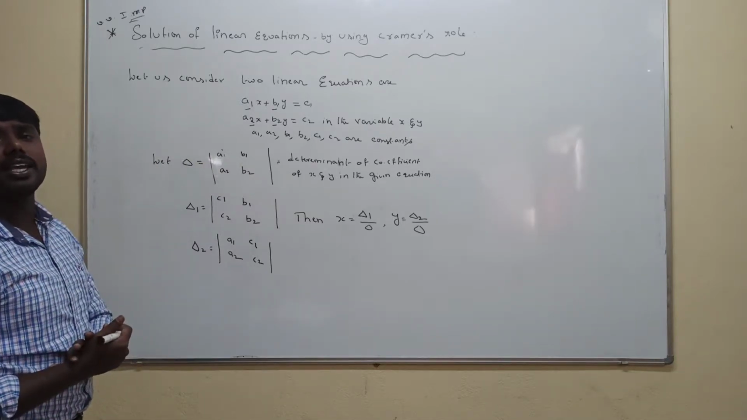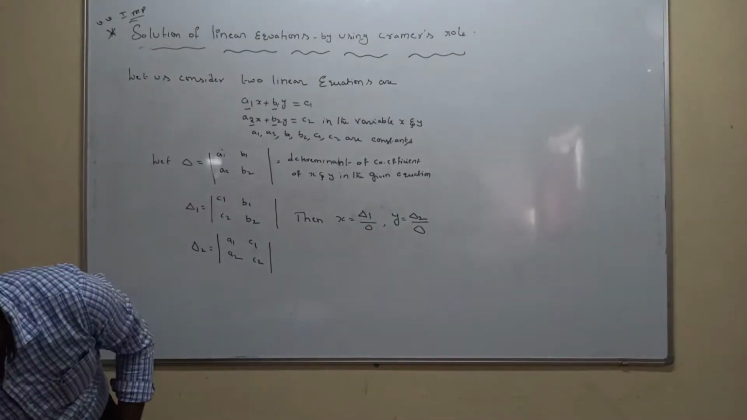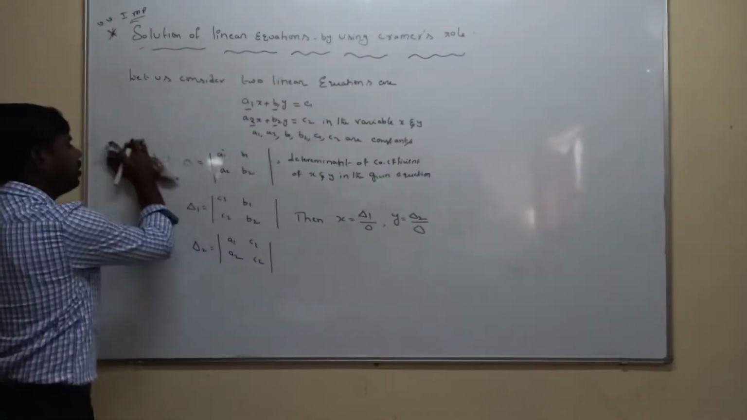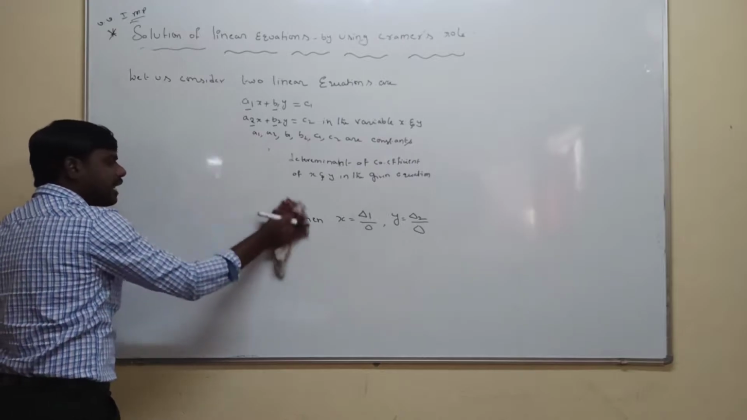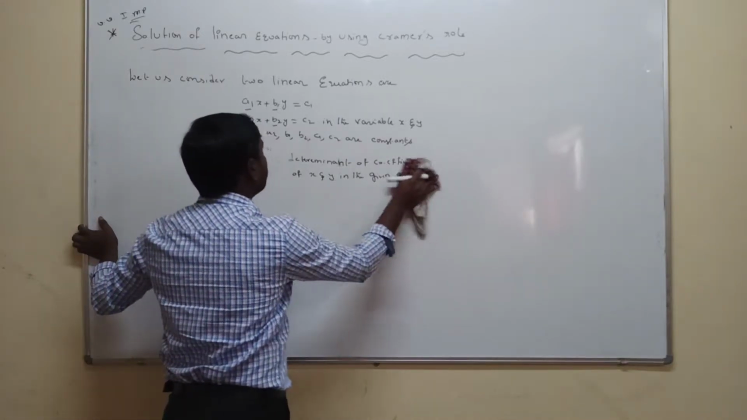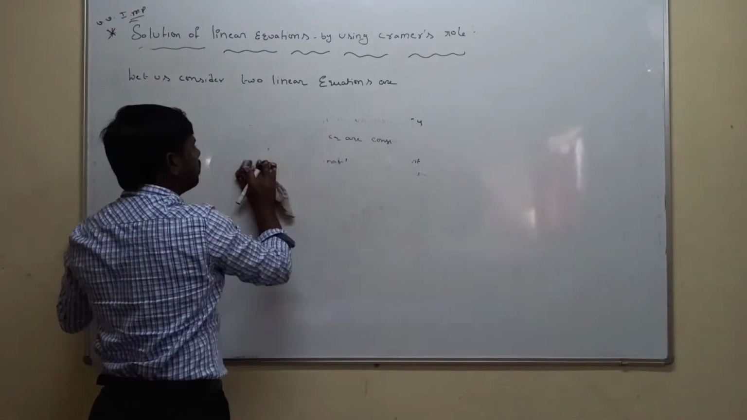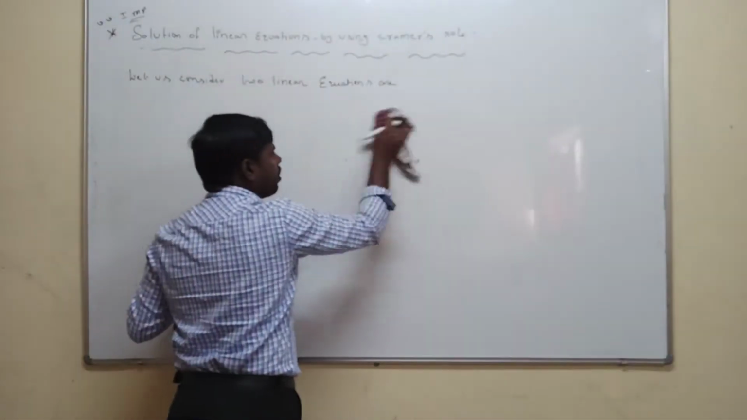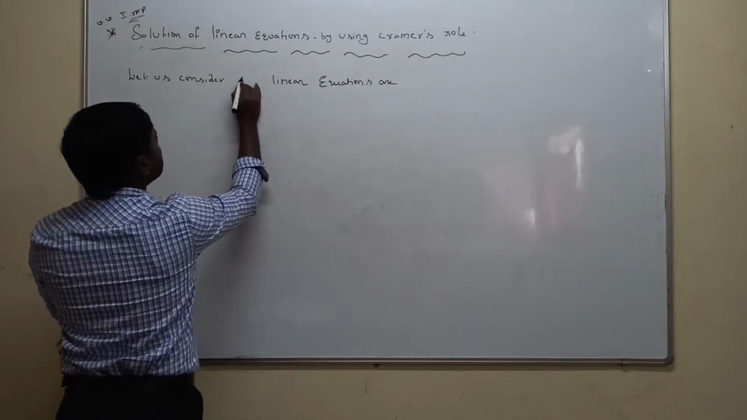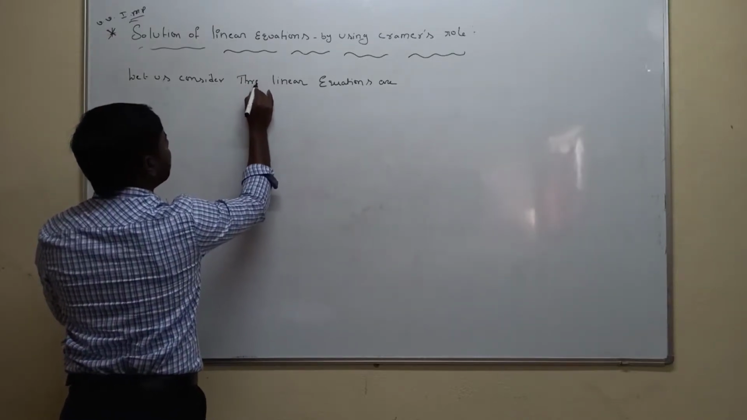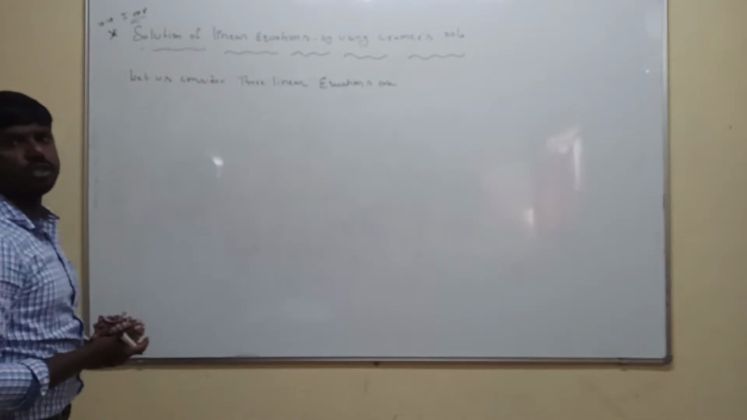Suppose they give three linear equations. How do we find the x, y, z values? This was only two linear equations. Very important, very easy. Suppose they are given three linear equations, how do we find the x, y, z values by using Cramer's rule?